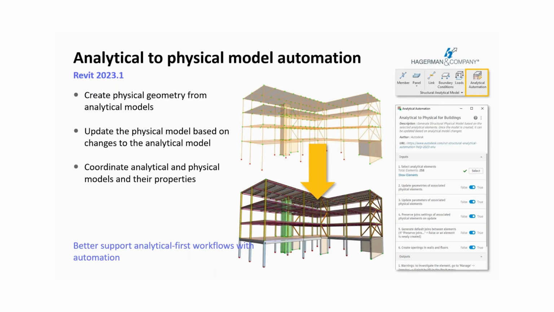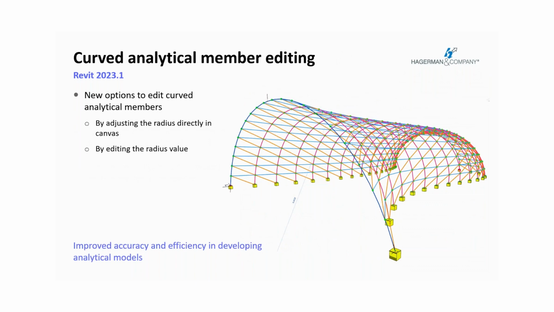With Revit 2023.1, you can automatically create a connected physical model from a structural analytical model using on-demand configurable rules. Using the analytical model as context, you can easily generate physical elements and connect them, creating associations between them automatically. Once the physical model is built, it can also be updated based on analytical model changes. This feature helps better support analytical first workflows with automation.